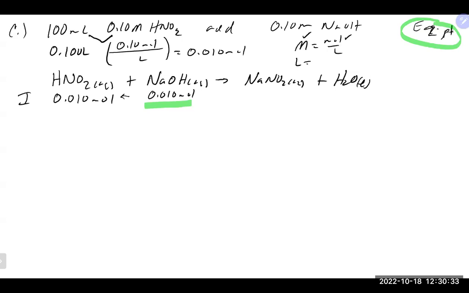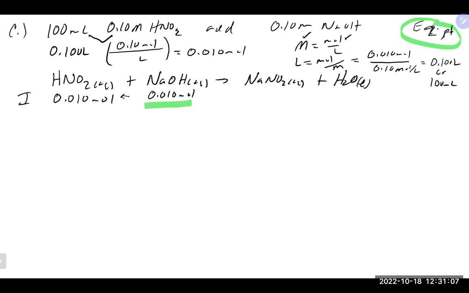I could find the liters by taking the moles divided by the molarity, would be one way that you could do it. And again, in this case, that would give you 0.01 moles divided by our 0.1 molar, which is moles per liter. And that would get you 0.01 divided by 0.1 gives you 0.1 liters or 100 milliliters to reach the equivalence point.